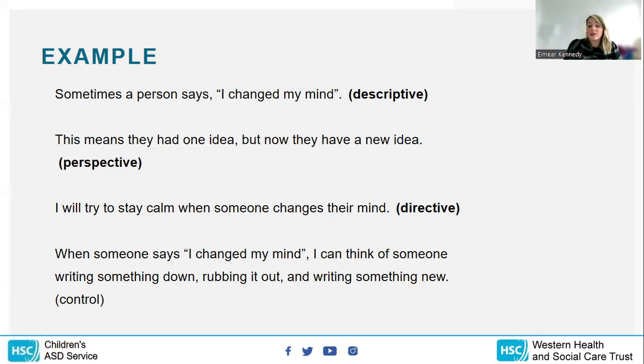And the last one is a control sentence, which gives an active strategy that the young person can use when this situation pops up. So when someone says, I changed my mind, I can think of someone writing something down, rubbing it out, and writing something new.